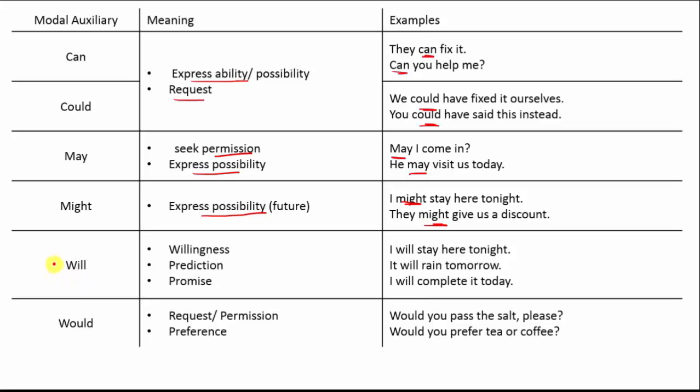The next is will. Will is used in willingness, prediction, or promise, where you show that something is for sure. Complete promise that I will stay here tonight. It will rain tomorrow. It's confirmed. It's a promise. I will complete it today. Over there, will is used, and would is used for request or permission. For example, would you please pass the salt? Would you pass the salt, please? Preference. Would you prefer tea or coffee? When you're asking a preference of someone, then also would is used. Will or would, may or might, can or could. Let's check the next ones.